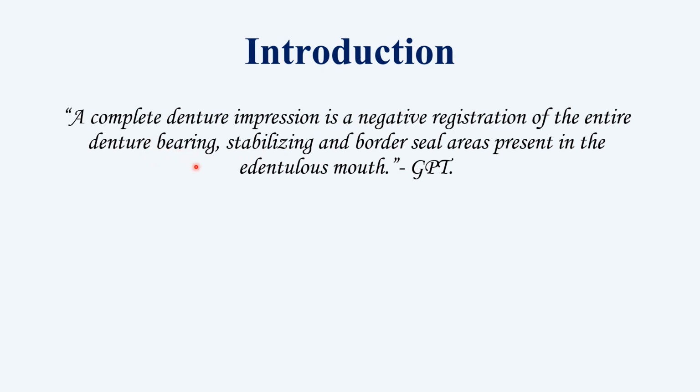What is meant by a complete denture impression? According to GPT, a complete denture impression is a negative registration of the entire denture bearing, stabilizing and border seal areas that are present in the edentulous mouth. So the entire denture bearing area, as well as the areas which help to hold the denture, that is the stabilizing portion, and also the border seal areas.